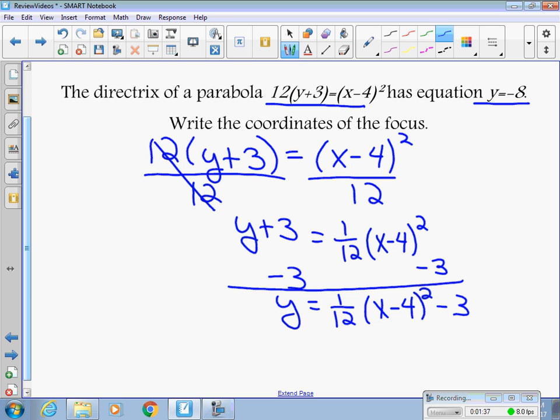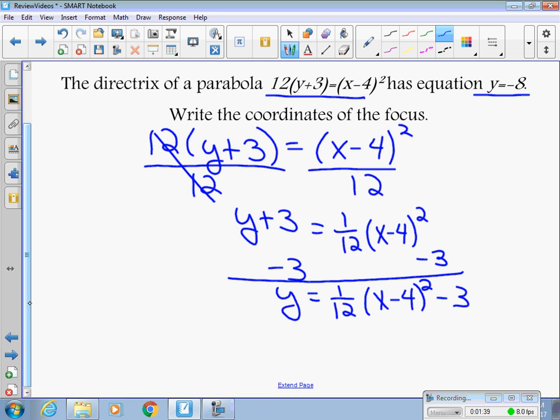Now we have the format of the parabola in focus and directrix format, or vertex format. Right here and here are our h and k. They give us the turning point, or the vertex of my parabola. So if you look at your format sheet, we know that the vertex is going to be at 4, -3. So now I have a vertex on my parabola of 4, -3. There's going to be 4, 1, 2, 3. That's going to be 4, -3.